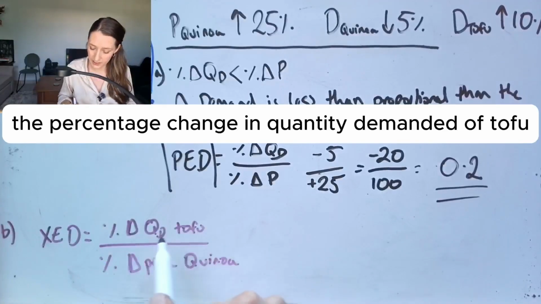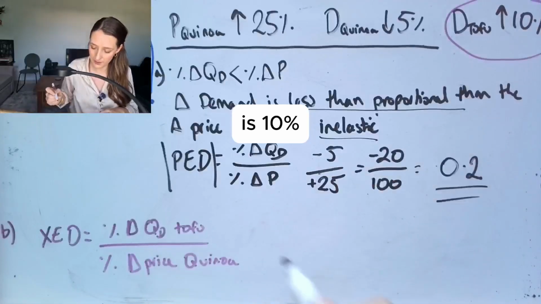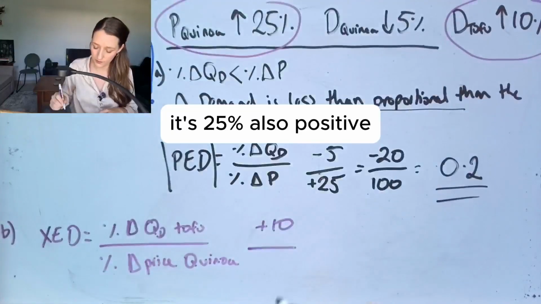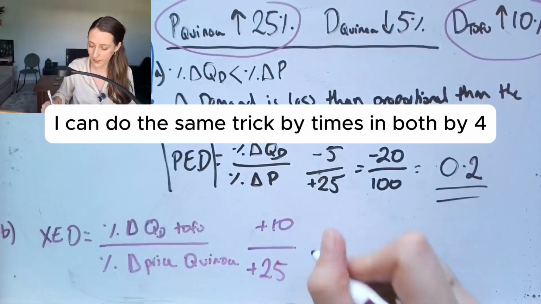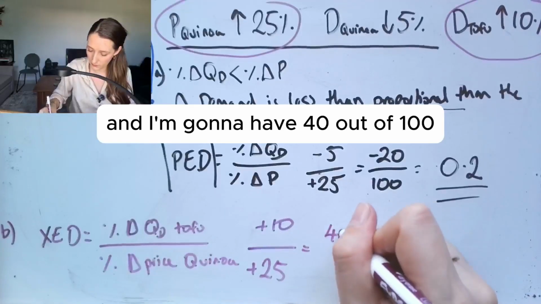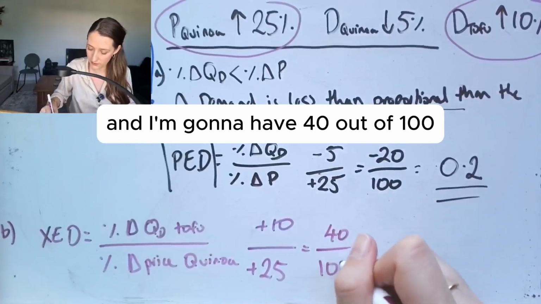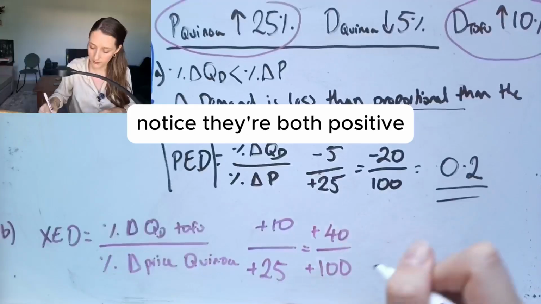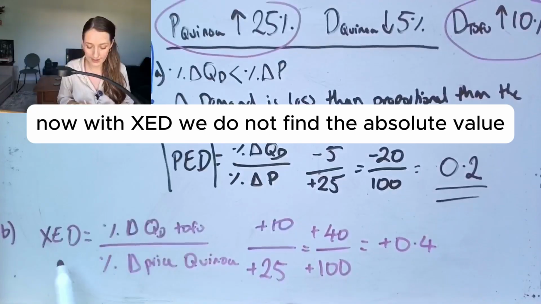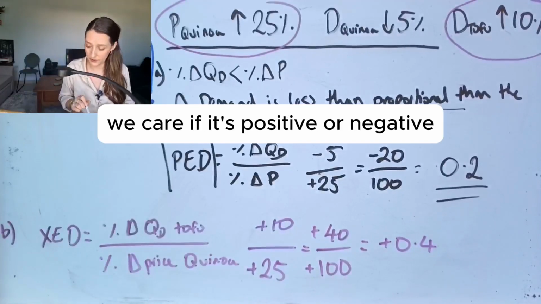Well, the percentage change in quantity demanded of tofu was 10%, positive. The percentage change in price of quinoa was 25%, also positive. I can do the same trick by timesing them both by 4, and I'm going to have 40 out of 100. Notice they're both positive, so my answer is positive 0.4. Now, with XED, we do not find the absolute value. We care if it's positive or negative.